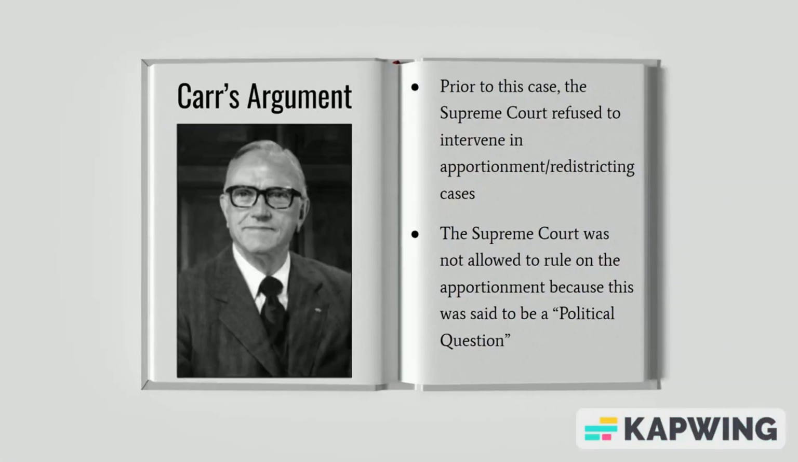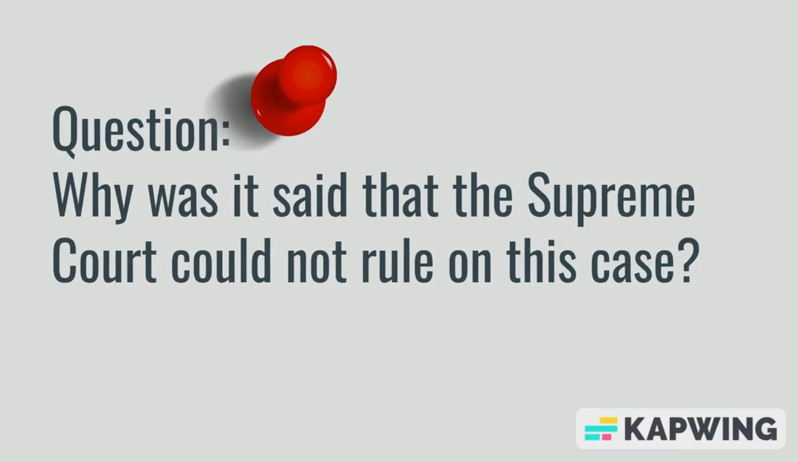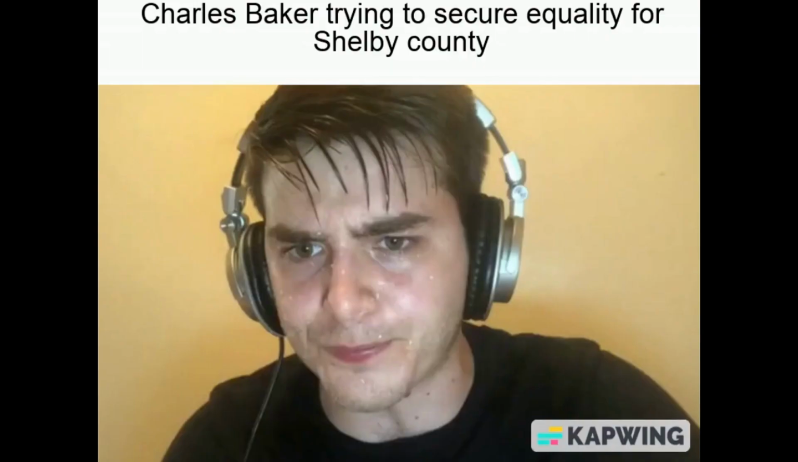Joe Carr, as a member of the District Court of Tennessee, essentially said in his argument, the U.S. District Court of Tennessee dismissed the lawsuit, saying it couldn't do anything because it was essentially a political question, and the Supreme Court rarely does political question cases. Therefore, it was not an issue that should be brought to the Supreme Court. For the second question, now, why was it said that the Supreme Court cannot rule on this case?